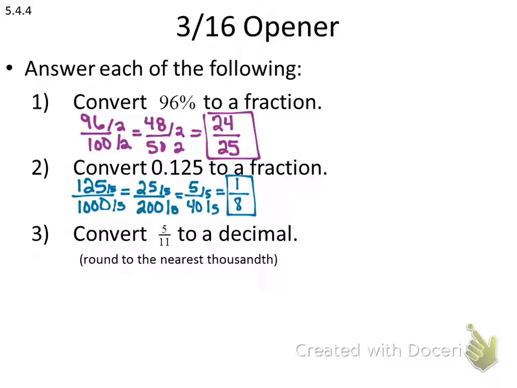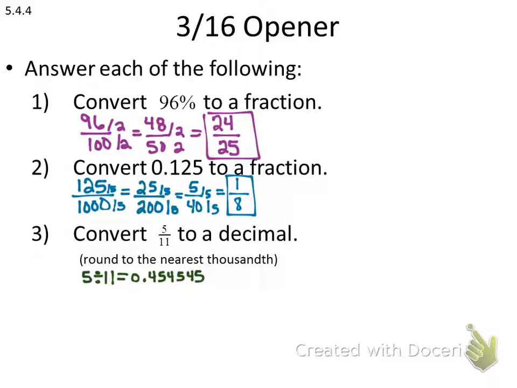Convert a fraction to a decimal. Dylan, how do I change this fraction to a decimal? Yeah, you take your numerator and you divide it by your denominator, which is 5 divided by 11. And what do you end up getting? 0.45454. And it just repeats, right? 4 5. Okay, so our directions then tell us round to the nearest thousandth.